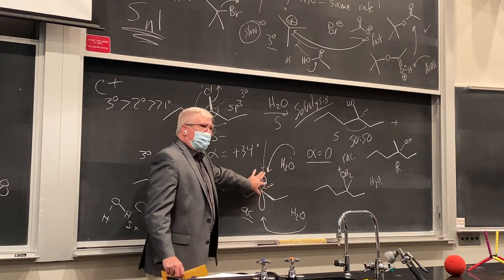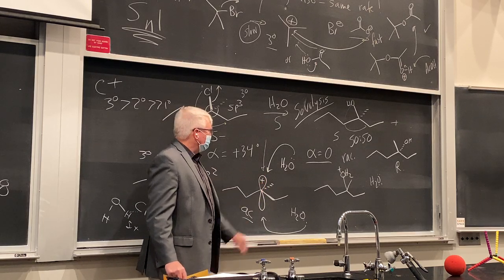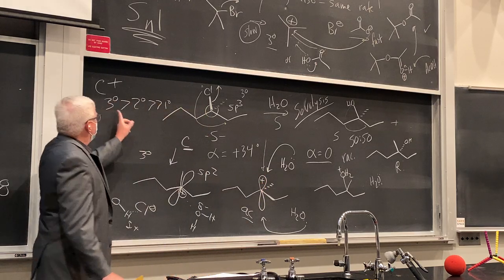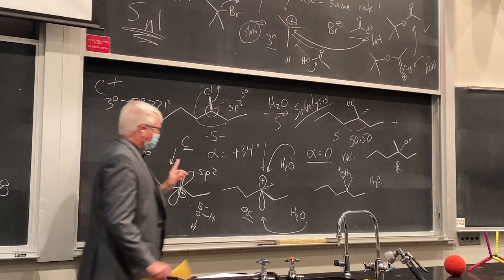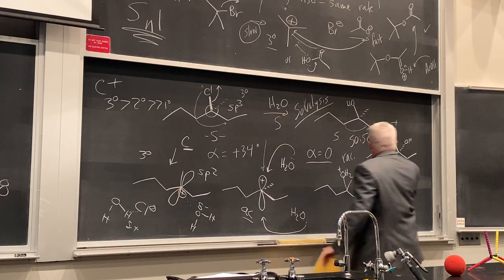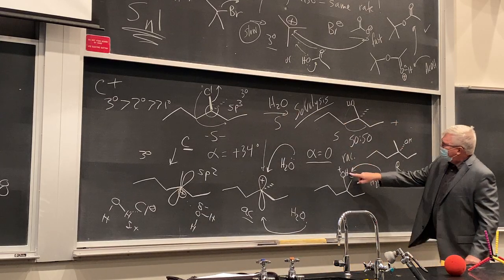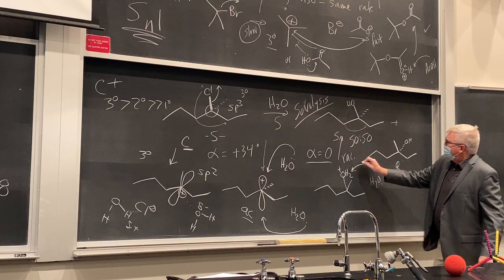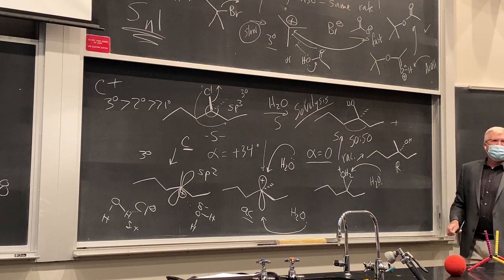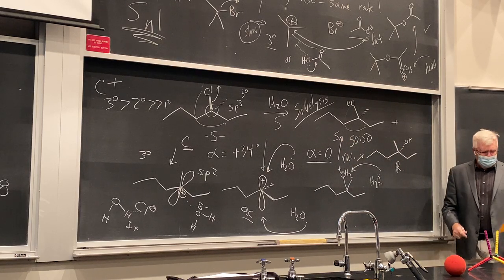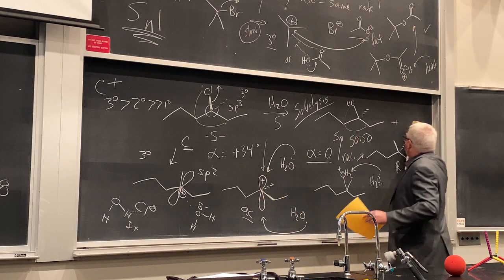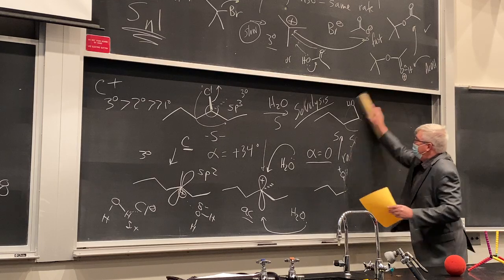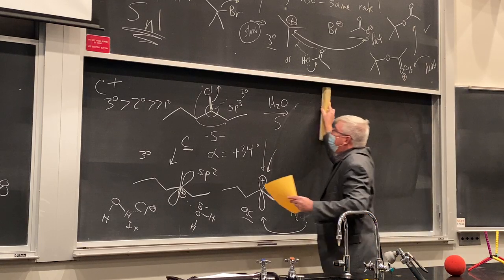It's not satisfying the octet. It's only got 6 electrons around it, so it is unstable. But tertiary is more stable than secondary than primary. We need to talk about that too. But are we okay on the mechanism? Let's take that last proton off right there. And you see that will go to the two products, okay? Let's look at the stability of carbocations, a little more detail, okay?